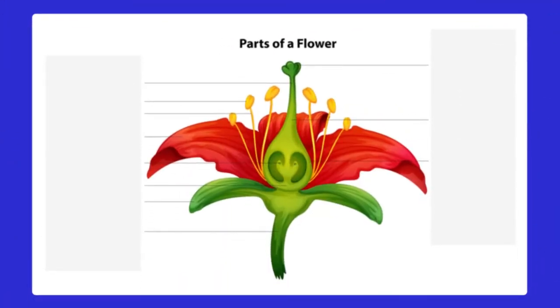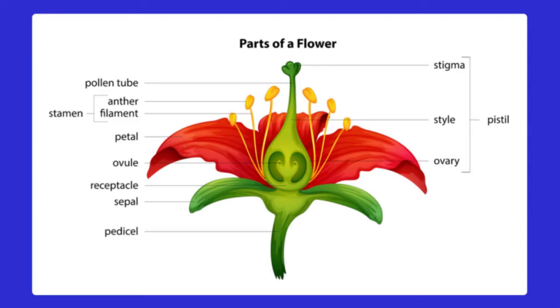Can you still recall the parts of the flowering plant? Great! The parts of the flowering plant are pollen tube, stamen, under stamen are anther and the filament. Then the ovule, petal, sepal, receptacle, pistil. Under pistil are stigma, style, and the ovary. Then the pedicel. I appreciate that you can still remember even at this pandemic times. Take interest in learning more.